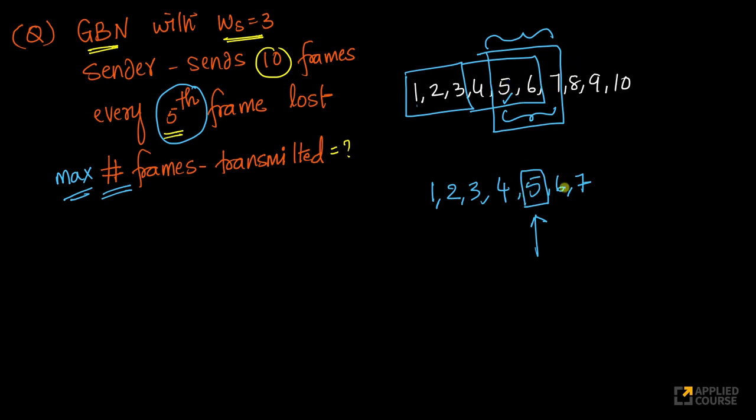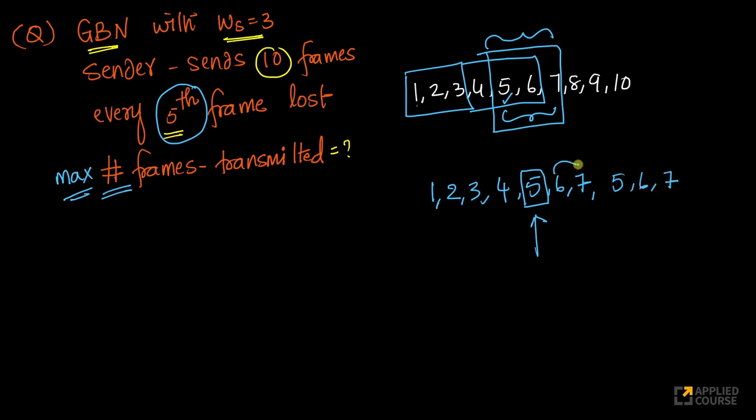It will send 5, 6, 7. It will wait for acknowledgement. It doesn't get any acknowledgement. It times out. Then what does it do? It resends again. It resends 5, 6, 7, because that's my window now. Remember, that's my window now. I'll resend 5, 6, 7.